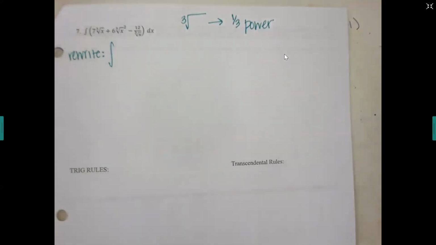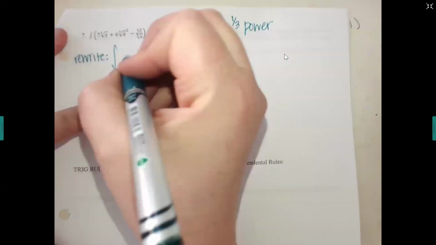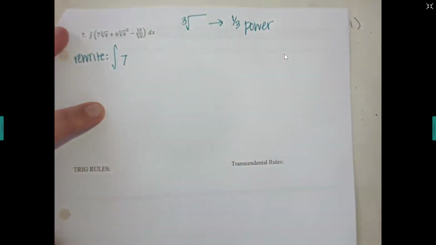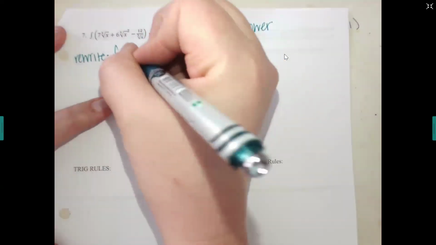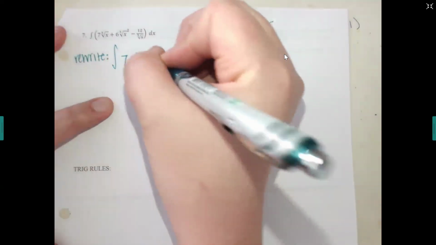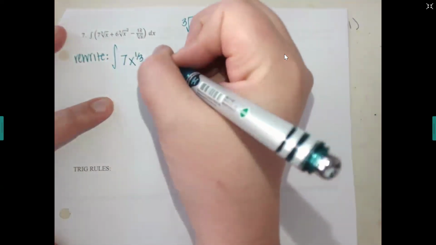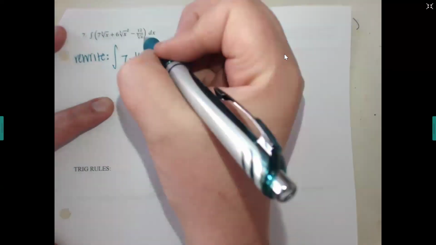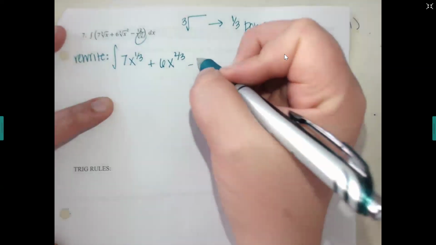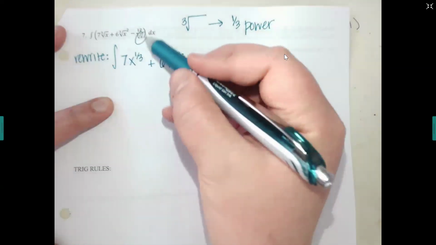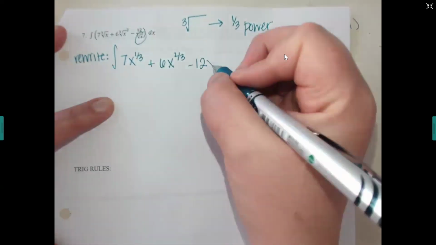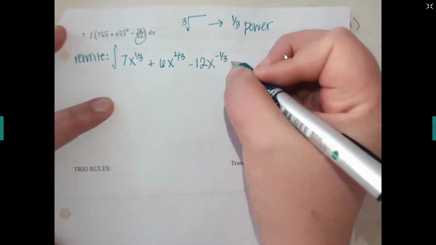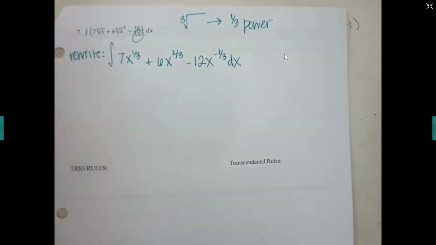All right, let's see how you did. Okay, you should have 7. Cubic root x is x to the 3rd. 6 cubic root x squared is 6x to the 2/3. And then for your last one, if you want to pull your cubic root x up from the bottom, it would be x to the minus 1/3. From there, you haven't taken the antiderivative yet. All you've done is rewrite it so that you can do power rule.